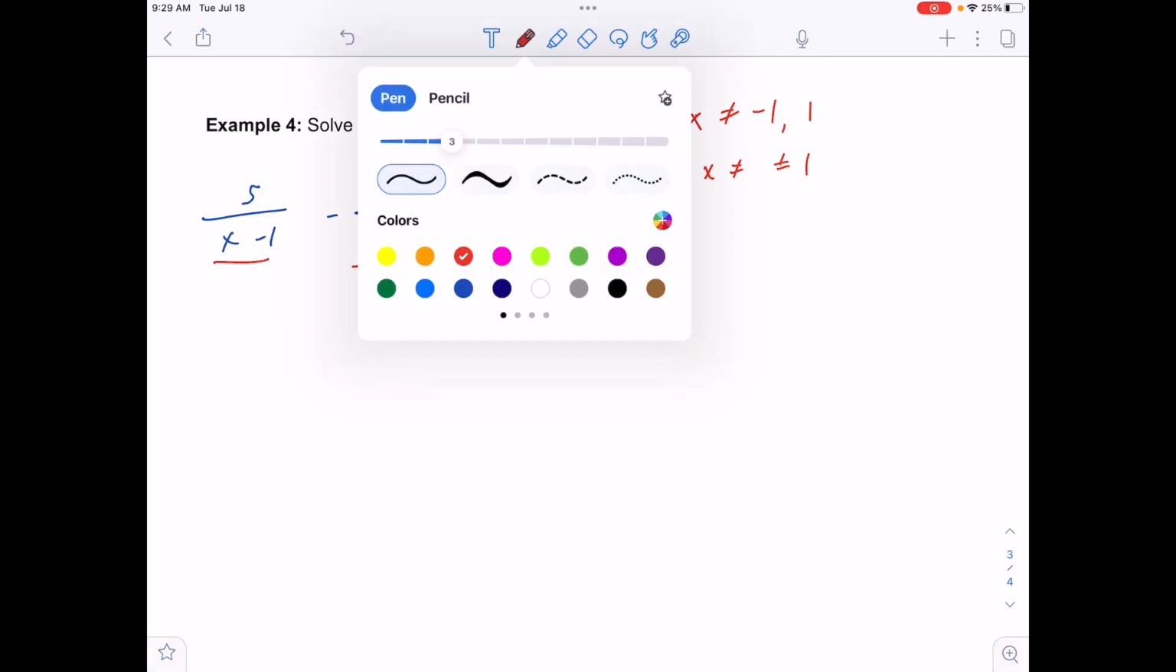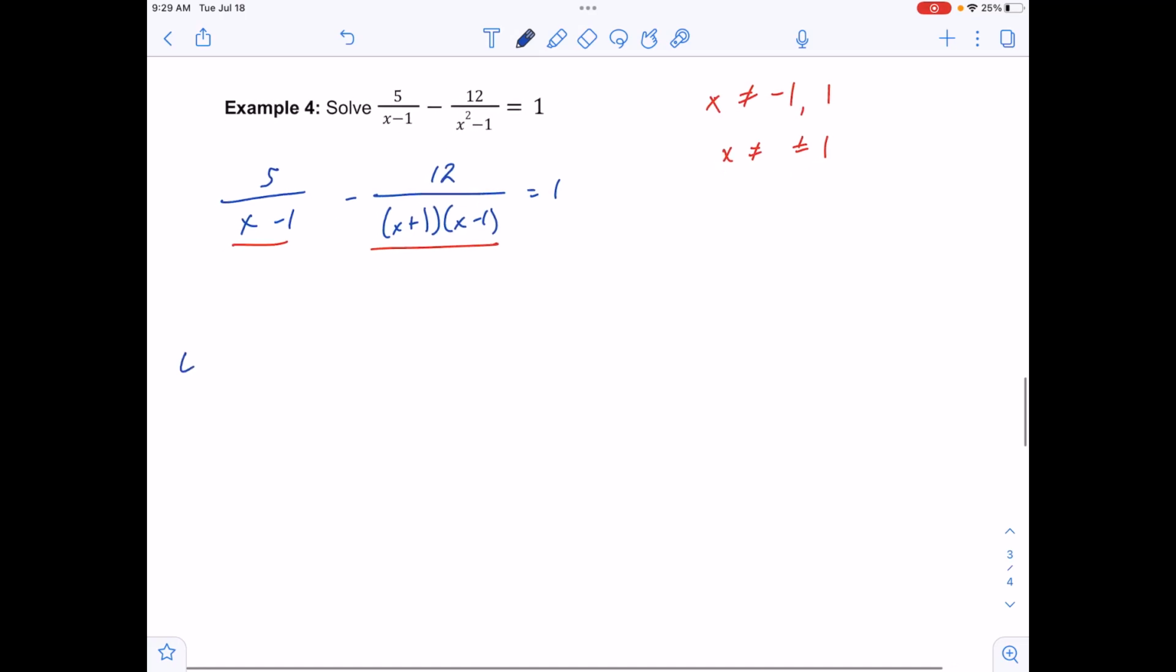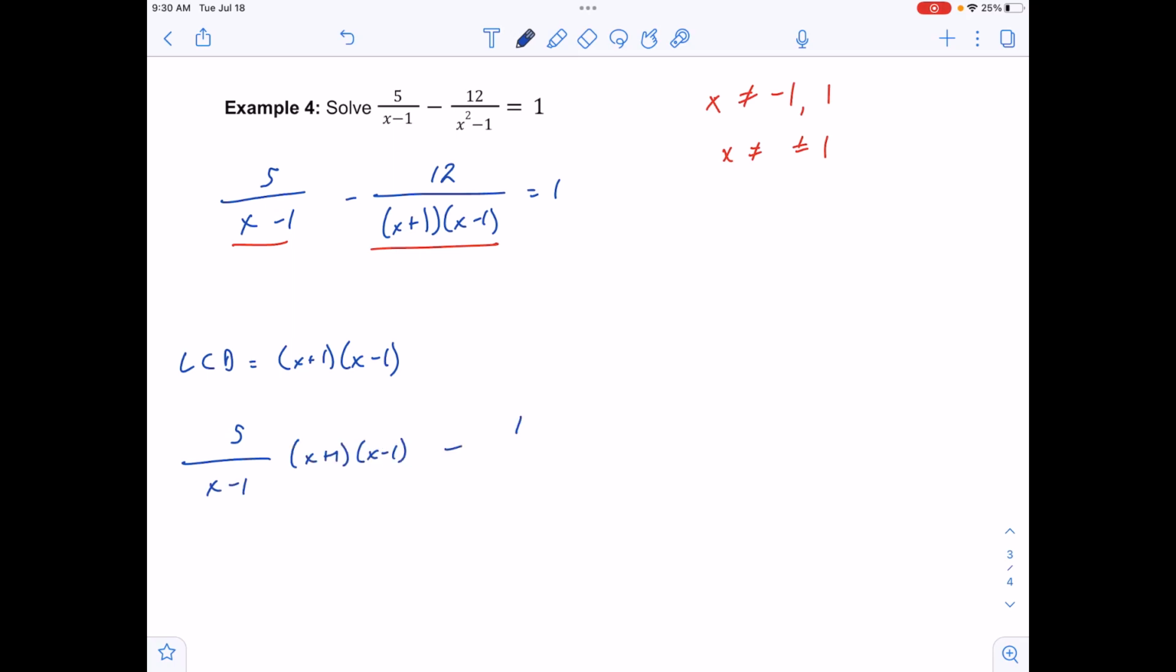Okay, let's solve here. Start with our lowest common denominator. I already have an x minus 1 in both of my terms on the left-hand side. So my lowest common denominator is just going to be x plus 1, x minus 1. And I'm going to multiply every term by that, including the term on the other side.